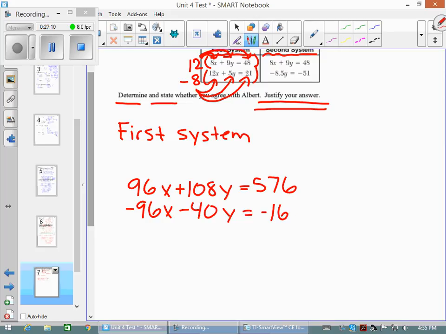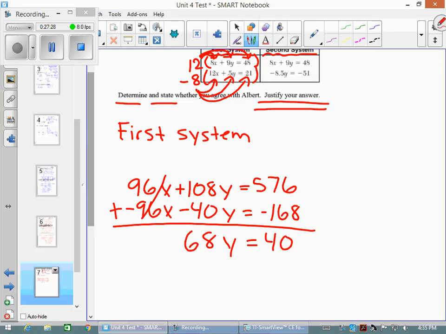Now, we want to add these. Our x's eliminate, and if we add our y's, we have 68y equals 408. Divide by 68 on both sides, and I get that y is 6.